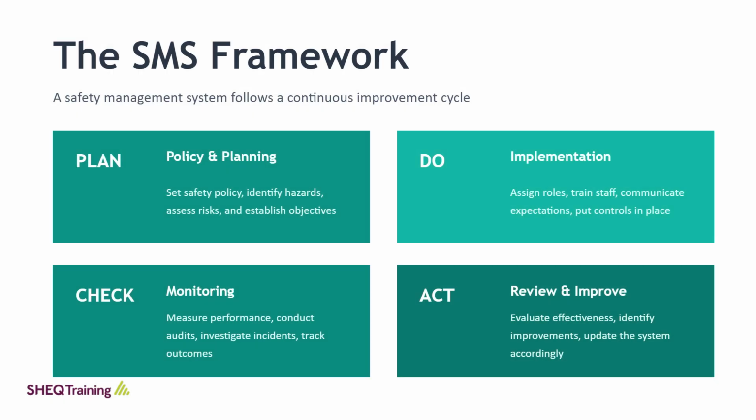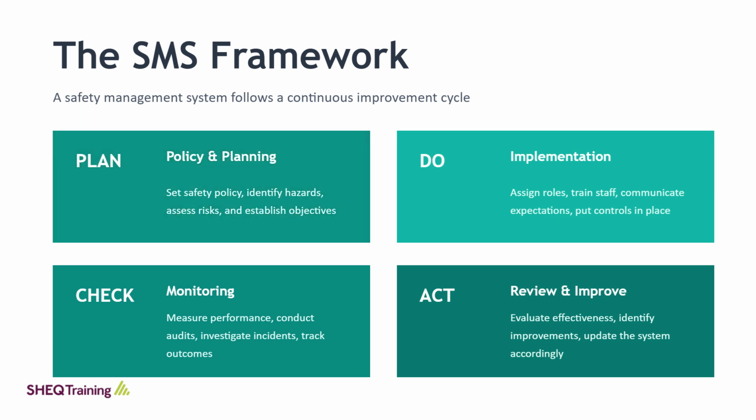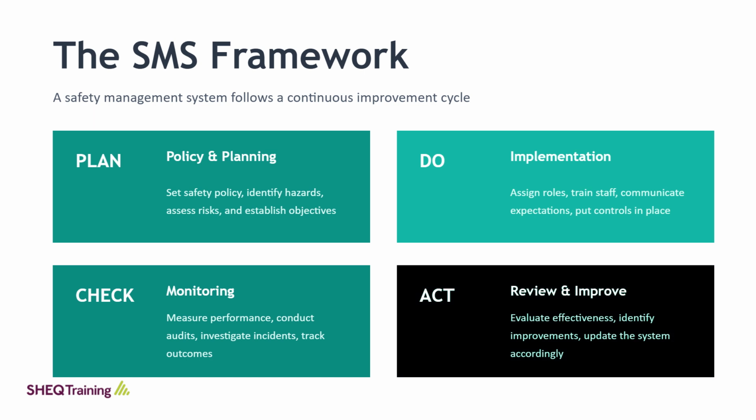The SMS framework follows what's known as a plan-do-check-act cycle, a continuous improvement model. In the plan phase, you set your safety policy, identify hazards, assess risks, and establish clear objectives. In the do phase, you implement, assign roles, train staff, communicate expectations, and put controls in place. The check phase is about monitoring, measuring performance, conducting audits, investigating any incidents, and tracking outcomes against your objectives. And in the act phase, you review what's working and what isn't, identify improvements, and update the system.